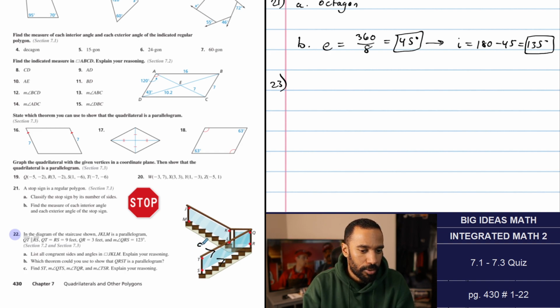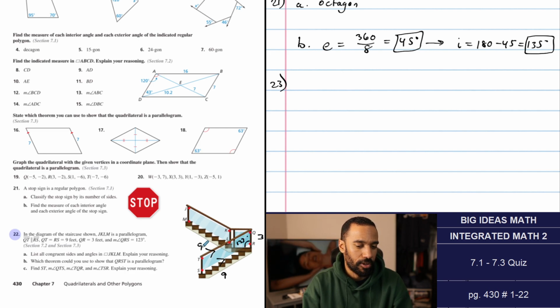QT and RS are both length of 9. QR is 3 feet. And measure of angle QRS is 123 degrees. All right, there's some information. Now, the other one also says a parallelogram. This is enough information for me to say, by the way, that this is a parallelogram. So let's see what information they go for.